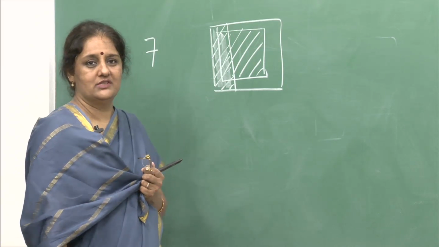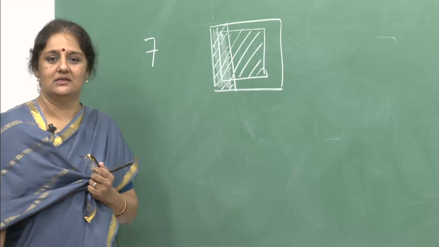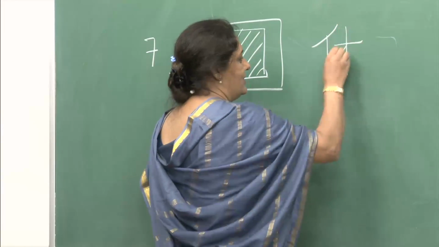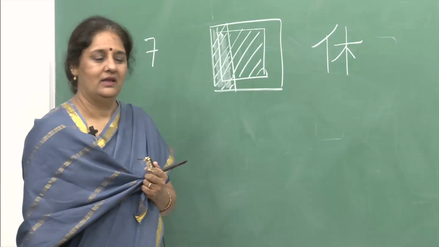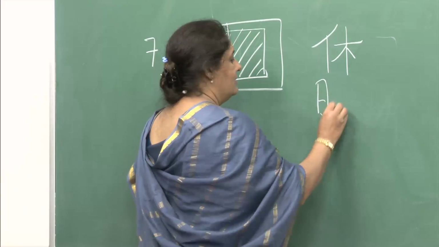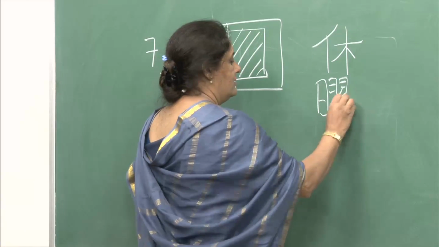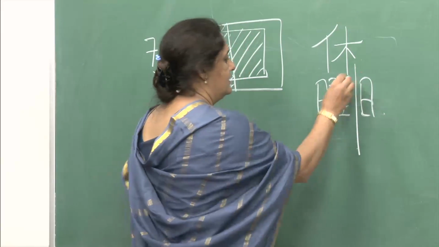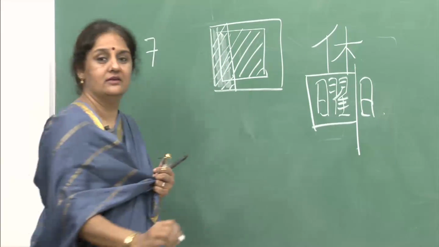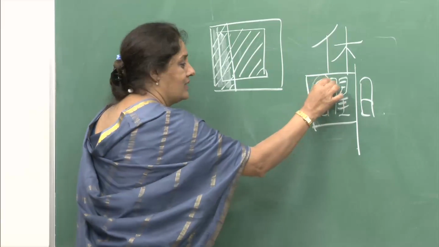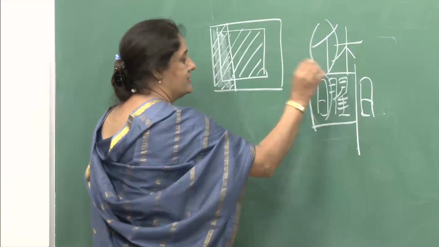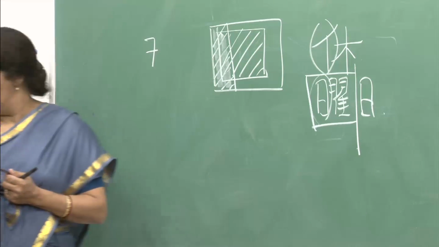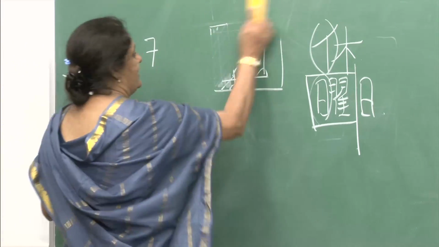Now, you would say, where is it that we have done this kind of a character? Well, you have done this. If you remember, we have done this character. So, this is the radical over here, and this is how the whole character is made.